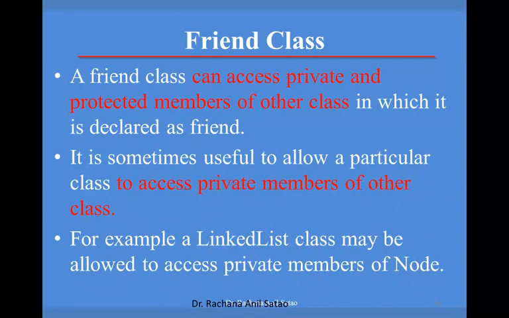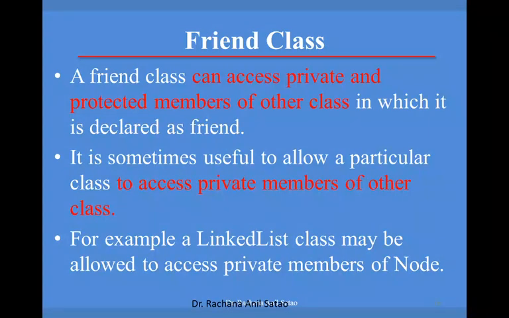Now along with the friend function, we have the friend class also. We have class A and class B. We can make class B a friend of class A. A friend class can access private and protected members of the other class in which it is declared as a friend. It is sometimes useful to allow a particular class to access private members of another.